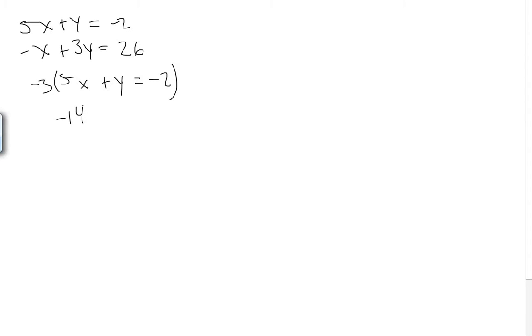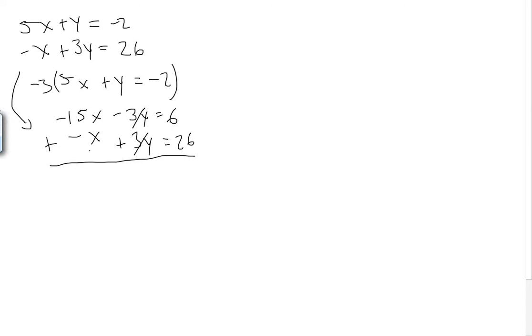That gives me negative 15x minus 3y equals positive 6. And then bringing down the equation that I didn't do anything to, I still have negative x plus 3y equals 26. Now the y's are ready to be eliminated, so that I end up with negative 16x equals 32. Well, now I just got to divide both sides by negative 16 to get x equals negative 2.